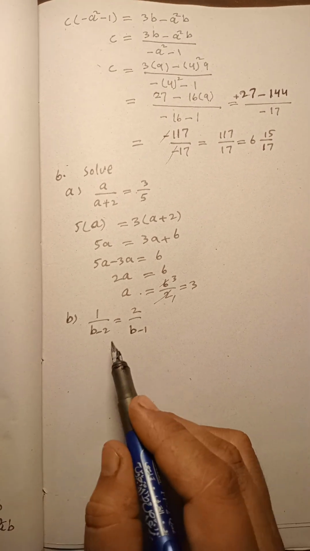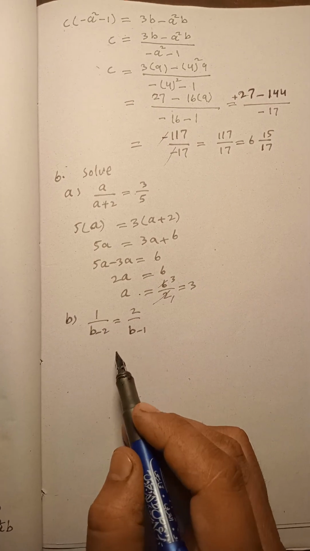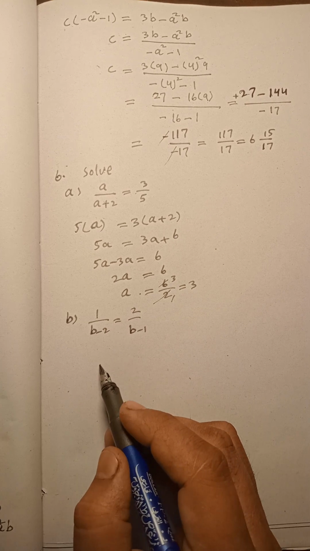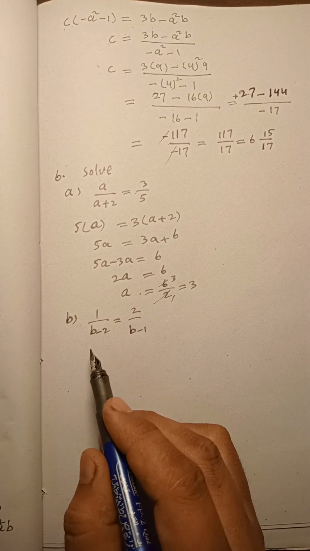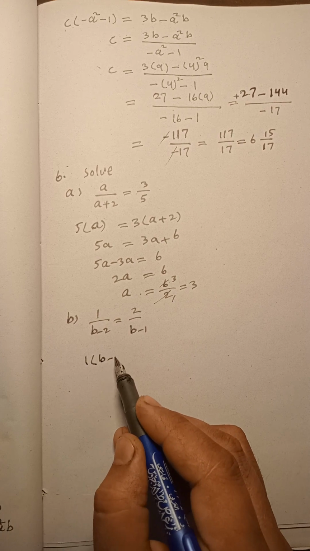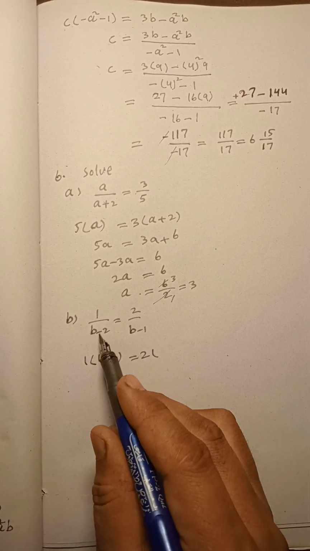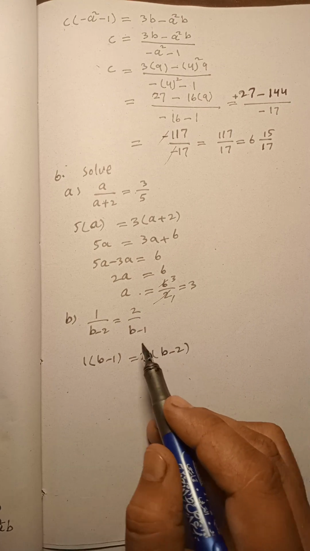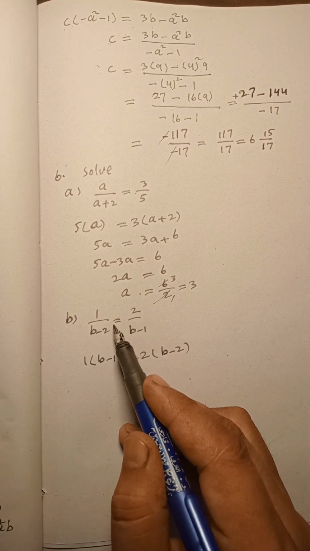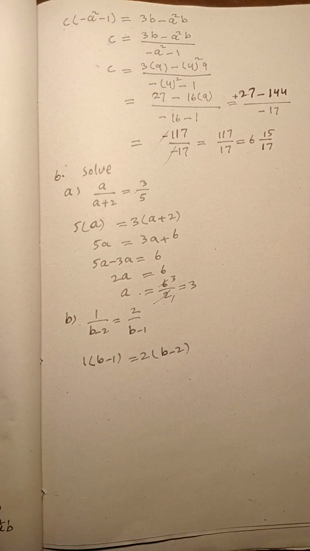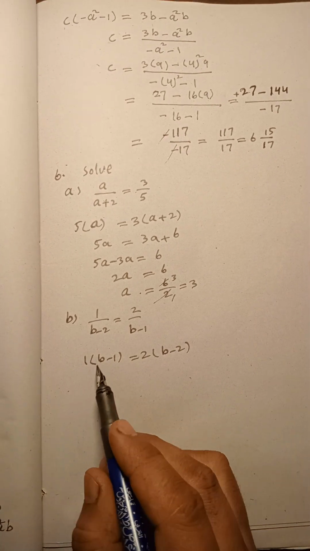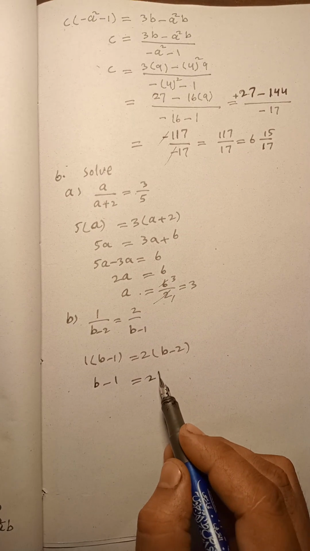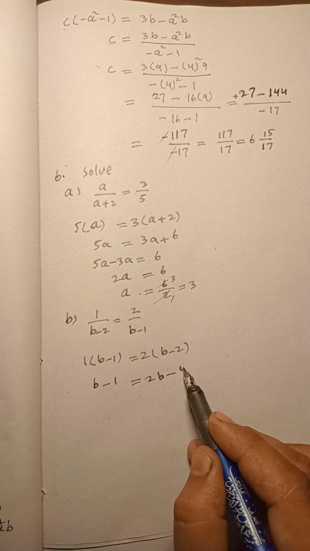Now you see here again both the fractions have single denominator, and both have equal sign in between, so we will cross multiply. b minus 1 will be multiplied by 1 into b minus 1, and b minus 2 will be multiplied by this 2, so b minus 2 will be written here. You can cross multiply like this and like this. Now 1b and 1 1s are 1, 2b and 2 2s are 4.